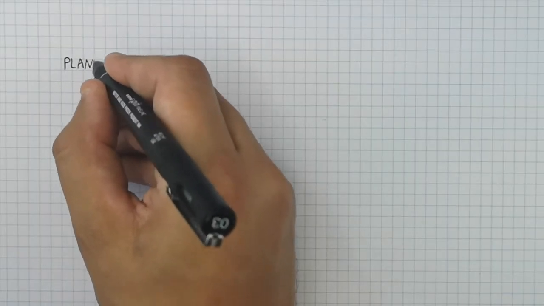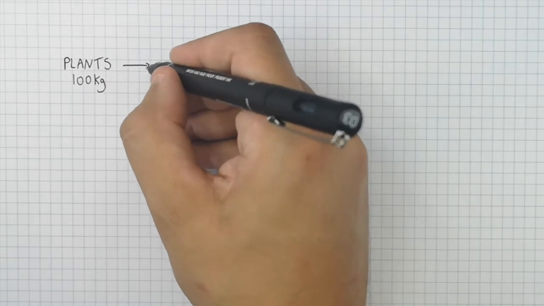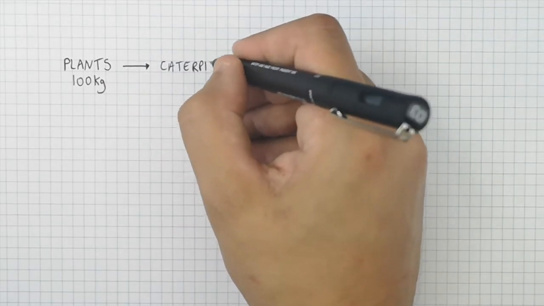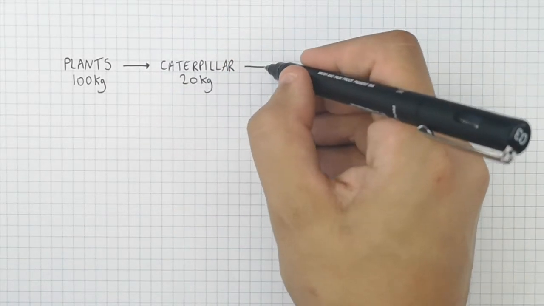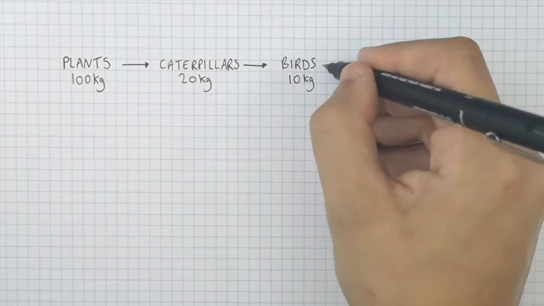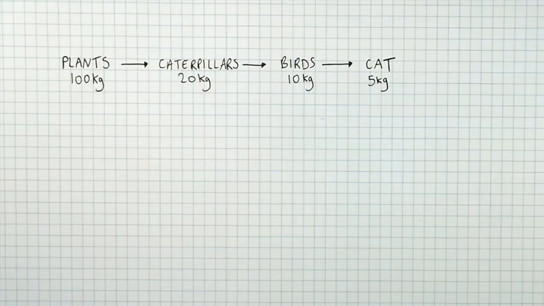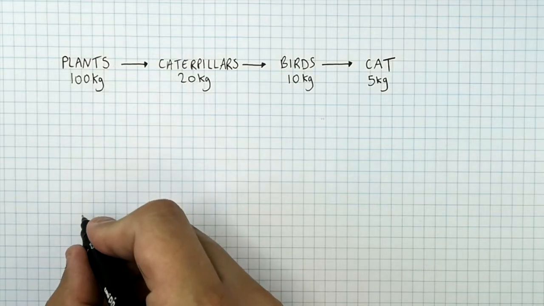This here is a food chain. There is 100 kilograms of plant biomass, which is then transferred to 20 kilograms of biomass of caterpillars. There's an energy transfer to 10 kilograms of bird biomass and then 5 kilograms of cat biomass. So how do we represent this in a pyramid of biomass?